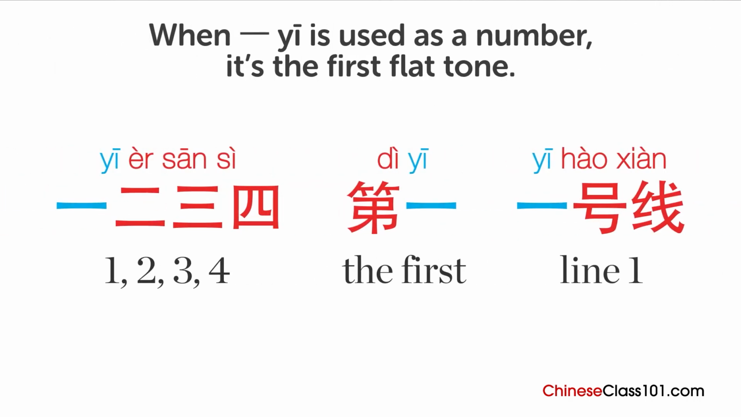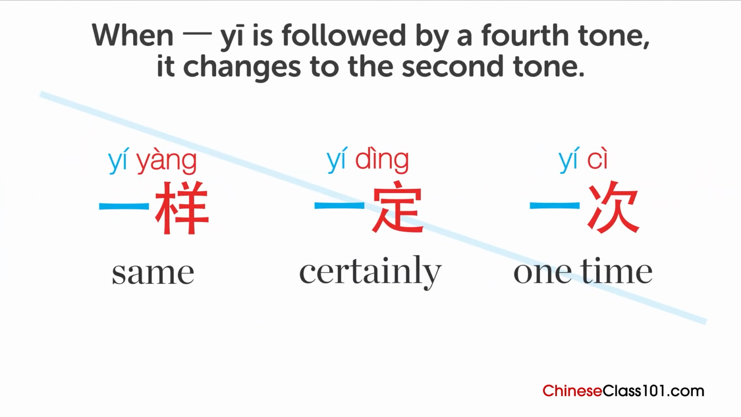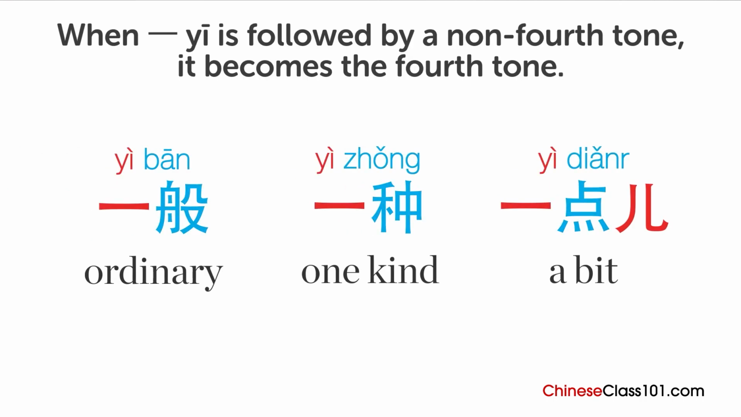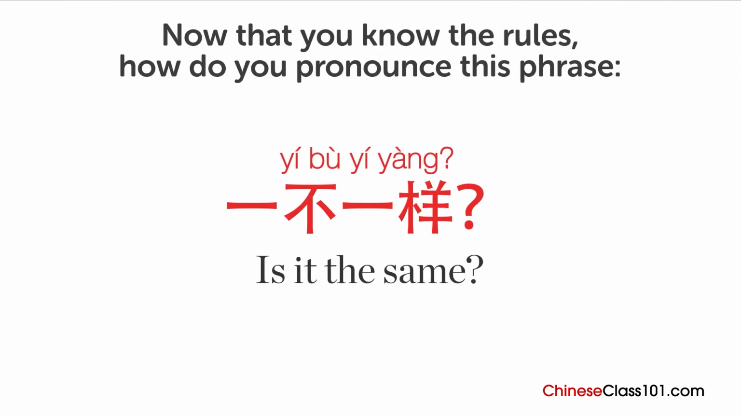When 一 is used as a number, it's the first flat tone, as in 一二三四, 第一, 一号线. When 一 is followed by a fourth tone, it changes to the second tone, 一样, 一定, 一次. When 一 is followed by a non-fourth tone, it becomes the fourth tone, 一般, 一种, 一点. Now you know the rules.